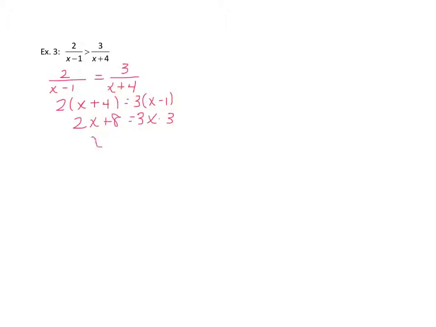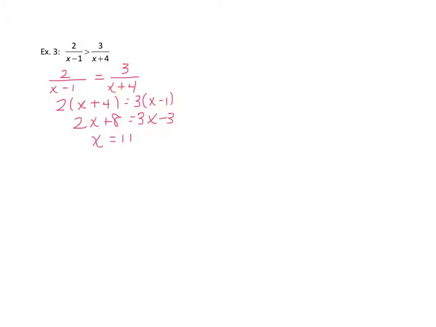We'll begin by solving this as an equation, substituting the equal sign for the greater than sign. Because I have a single fraction on either side of the equal sign, this is a proportion, which I can solve through cross multiplication. So I have 2 times x plus 4 equals 3 times x minus 1, or 2x plus 8 equals 3x minus 3. Solving for x, I'll find that x equals 11.